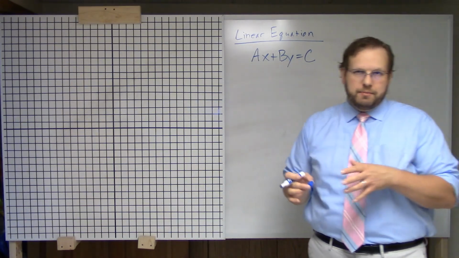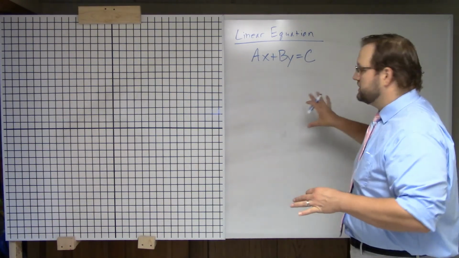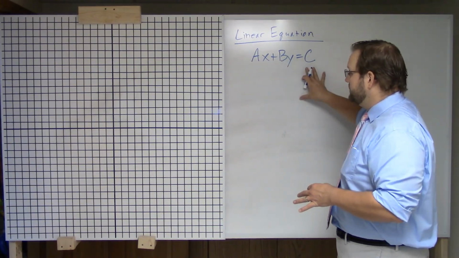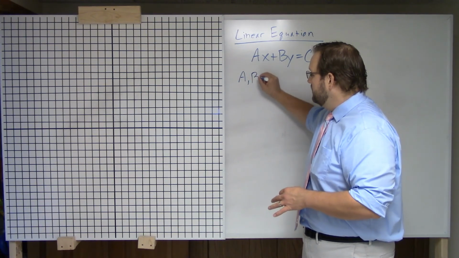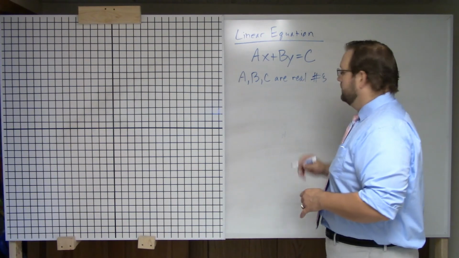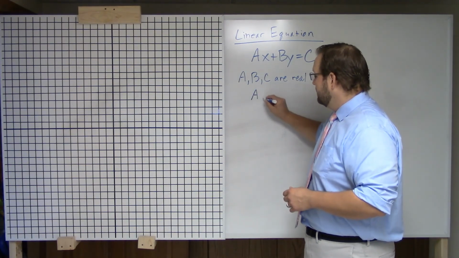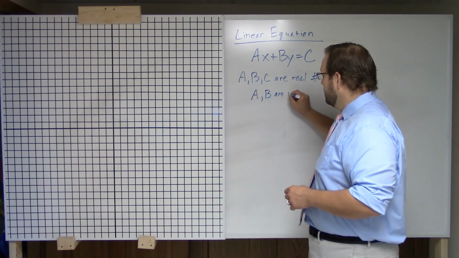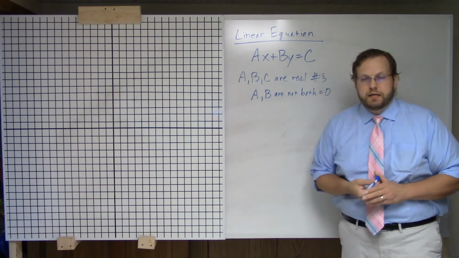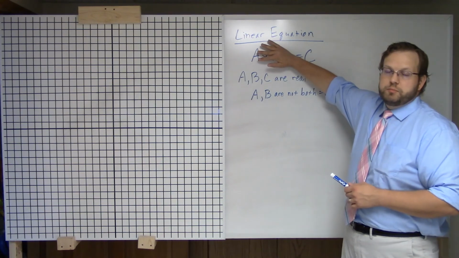We're going to talk a lot about linear equations in general when we get into section 5. But right now we're just going to keep it simple. The other little caveat with ax plus by equals c is that a, b, and c are real numbers. Now, that doesn't really tell you much. But also, a and b are not both equal to 0. Now, why would we need to state that? If a and b were both 0, both of those terms would be gone.